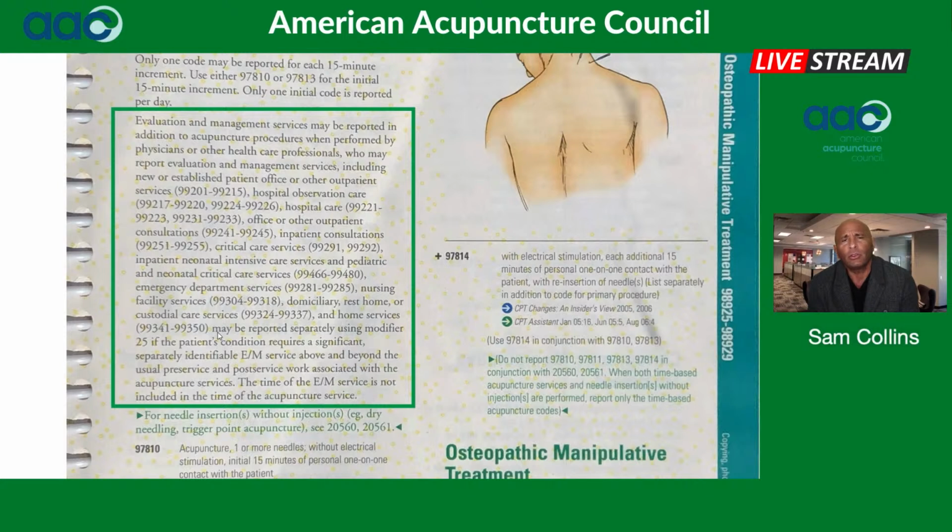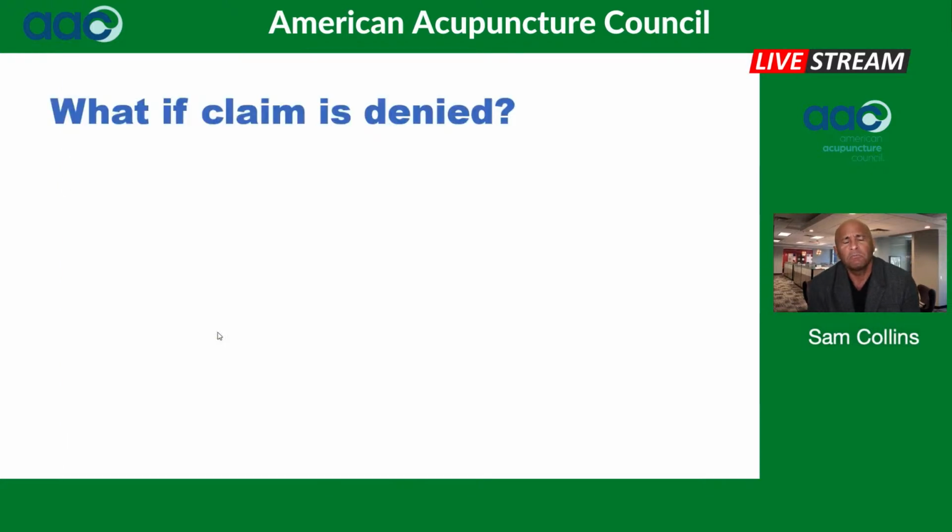However, there are some plans that come back and say, no, we're still not going to pay. So let's talk about how to deal with it if it's denied. Was it billed properly would be the number one thing. Did I put modifier 25? That's probably the simple one.